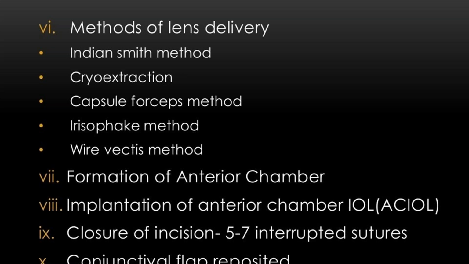So then you need to deliver the lens. So how's the lens delivered? There's the Indian Smith method, cryo extraction, capsule forceps method, irisophake method, Vectis method, formation of anterior chamber, and after that you implant an anterior chamber IOL, and you close the incision with 5 to 7 interrupted sutures, and the conjunctival flap is repositioned.